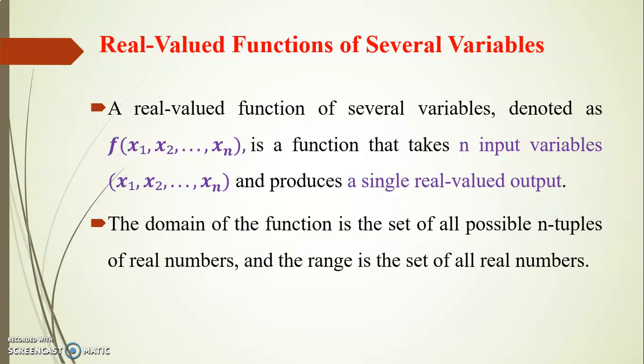A real valued function of several variables, denoted as f of x1, x2, etc., xn, is a function that takes n input variables x1, x2, etc., xn and produces a single real valued output. The domain of the function is the set of all possible n tuples of real numbers, and the range is the set of all real numbers.